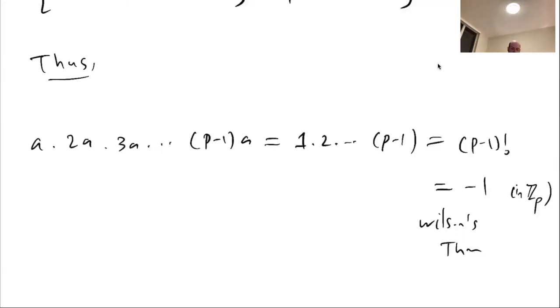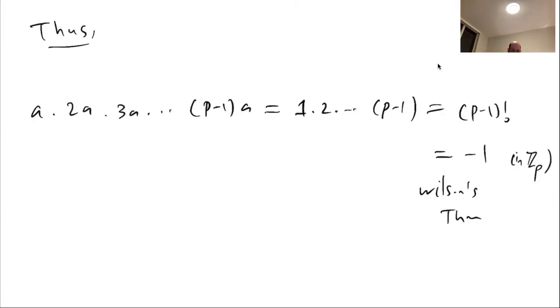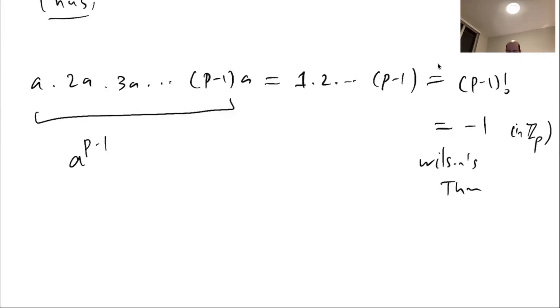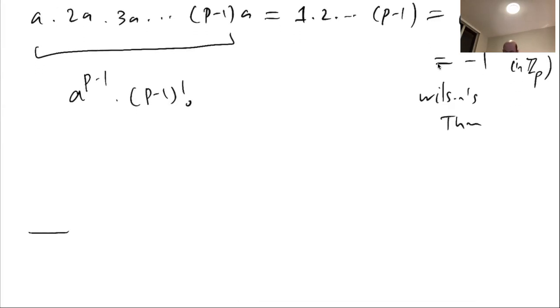And what about the left-hand side? What can I say about the left-hand side? So on the left-hand side, I have the product of p minus 1 a's, so a to power p minus 1, and then 1 times 2 times 3 all the way to p minus 1. That's p minus 1 factorial. So times p minus 1 factorial. So I can say that a to power p minus 1 times p minus 1 factorial equals -1 in ZP.